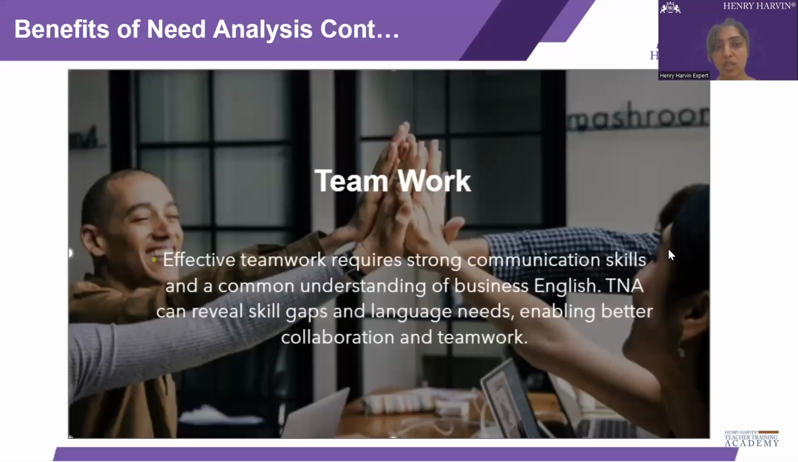which will result in effective communication. Then of course, effective teamwork is also important in any business. Effective teamwork requires strong communication. If you are able to communicate better, because you will have people from different places and different countries when you are in international business, effective communication will make your bond strong and you won't feel like you cannot talk to anybody because of a language barrier. So TNA, which is obviously a category of need analysis, can reveal skill gaps and language needs, enabling better collaboration and teamwork.